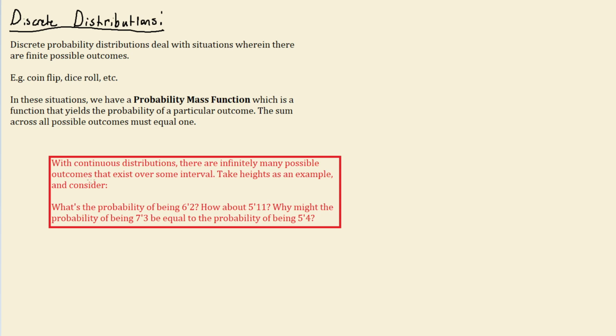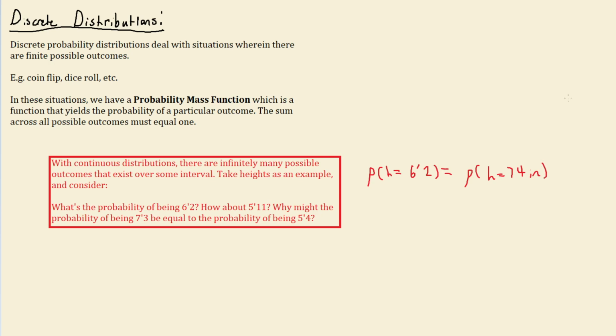And so let's talk about heights as an example. We're asked to consider what's the probability of being 6'2" or 5'11". I'm going to avoid that last question for now, and let's just consider the first question here. What's the probability of being 6'2"? So the probability of your height equaling 6'2" is the exact same thing as saying the probability of your height equaling 74 inches, right? And so what is this probability?